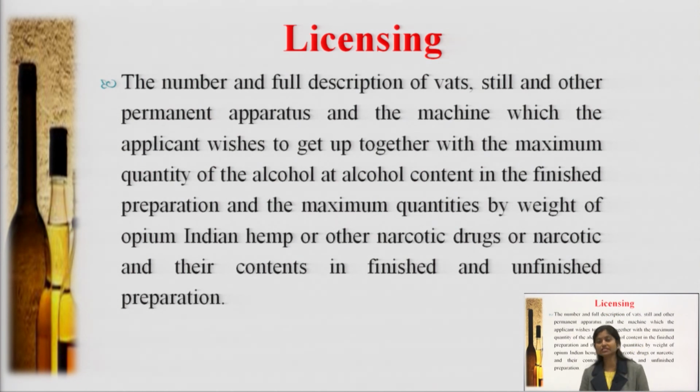The number and the full description of vats, stills and other permanent apparatus and machines which the applicant wishes to set up, together with the maximum quantity of alcohol content in the finished preparation and the maximum quantity by weight of opium, Indian hemp or other narcotic drugs and their contents in the finished and unfinished preparations. That is, very minute detail should also be explained in the license.